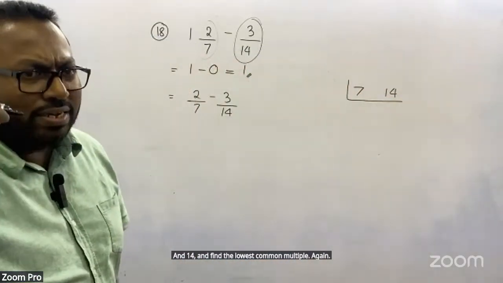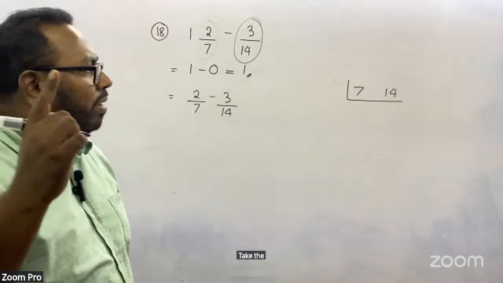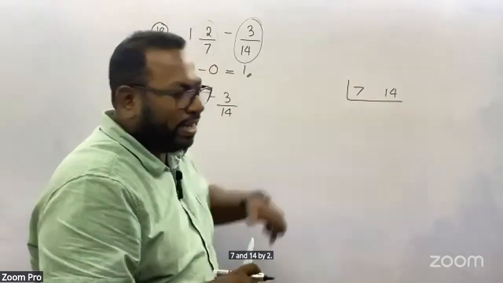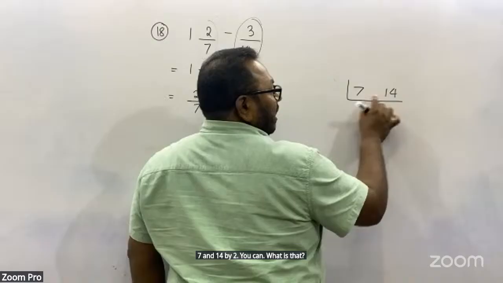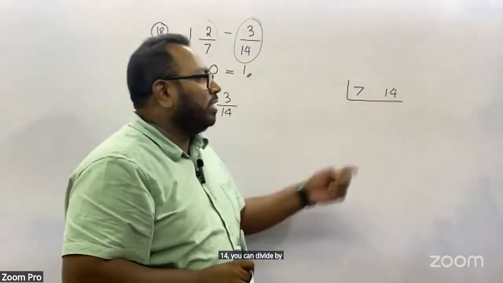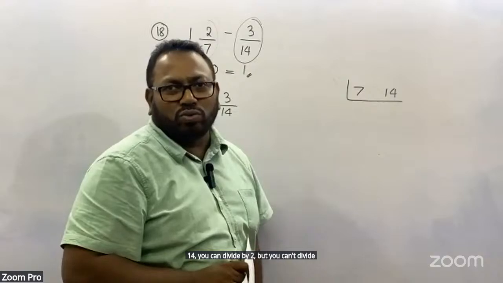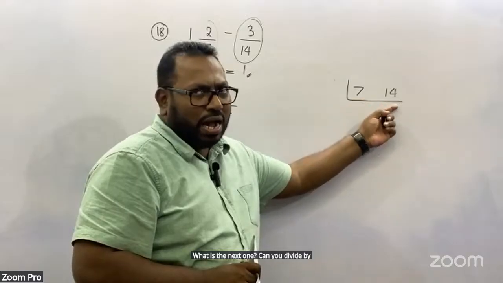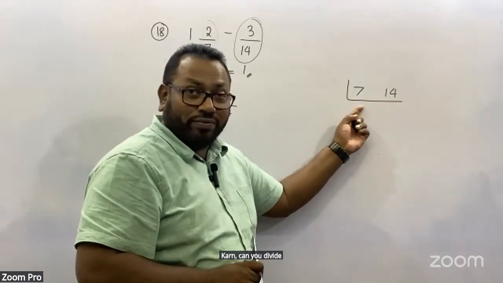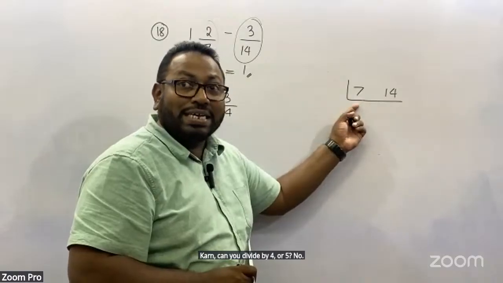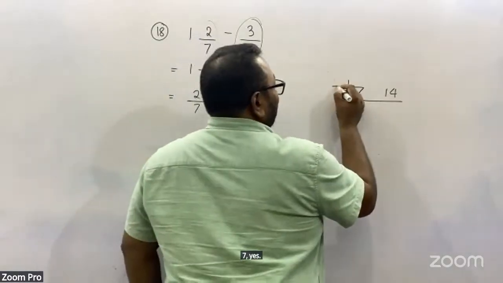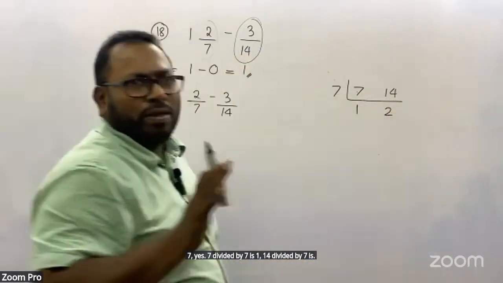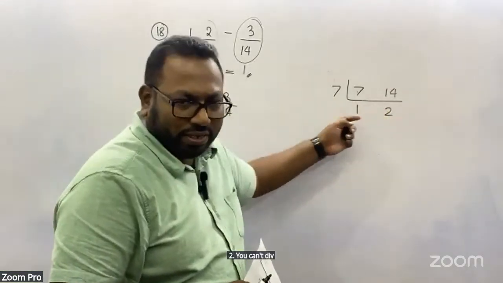Again, like earlier, take the smallest prime number 2. Can you divide 7 and 14 by 2? 14 you can divide by 2, but you can't divide 7 by 2. So leave it. Go to the next one. Can you divide by 3? Can't. Can you divide by 5? No. Can you divide by 7? Yes. 7 divided by 7 is 1. 14 divided by 7 is 2. You can't divide any further. So now what do you do?